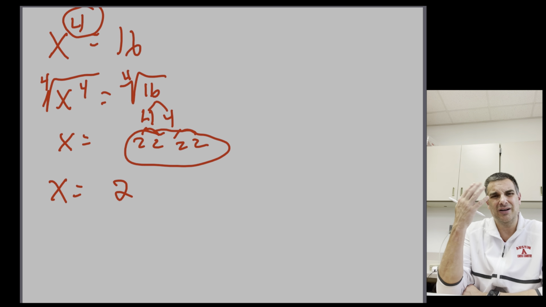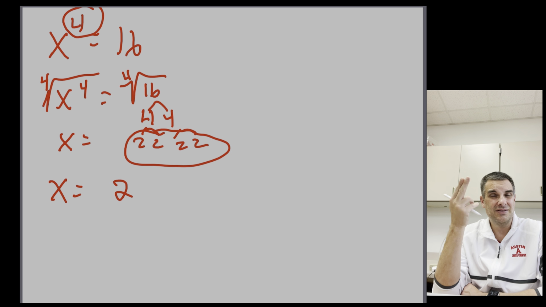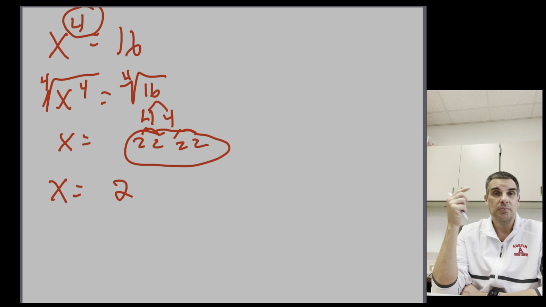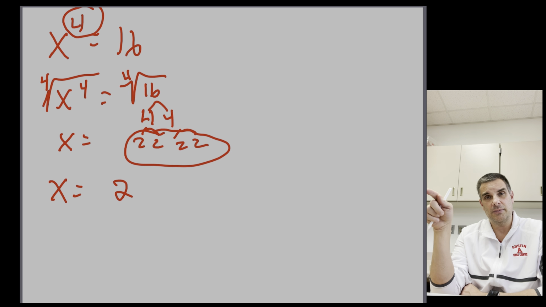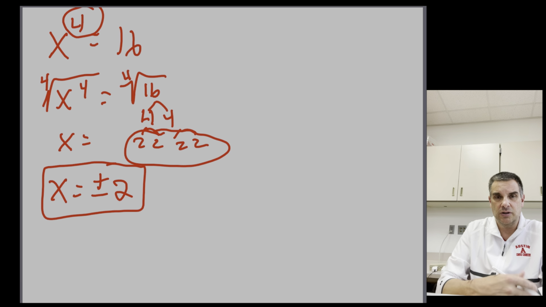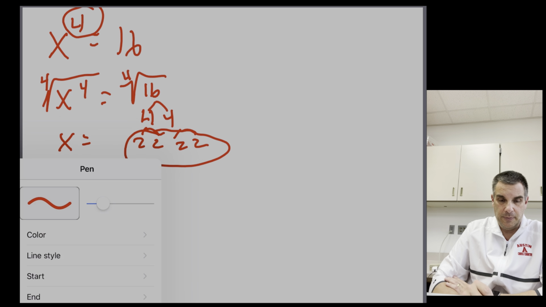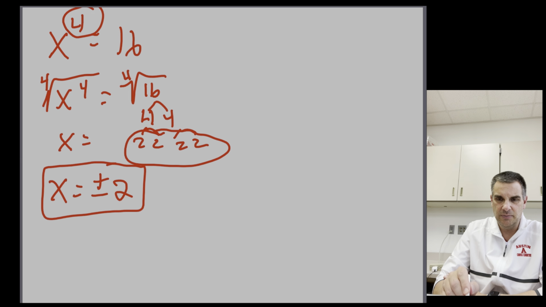Now you've got to think about it as you're going to an even power, and it's going to be positive. So positive times a positive is a positive, but a negative times a negative times a negative times a negative is also going to give me a positive number. So the solution to this is going to be positive or negative 2 when you're simplifying these types of things.